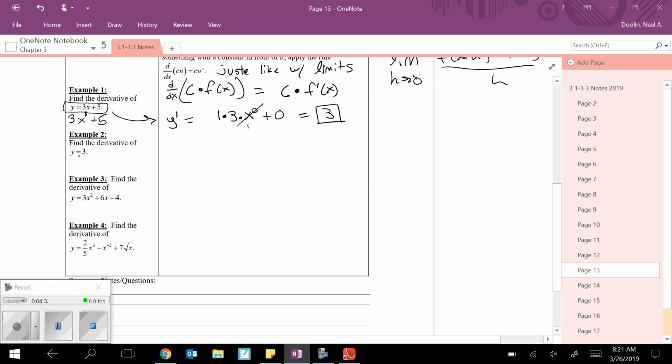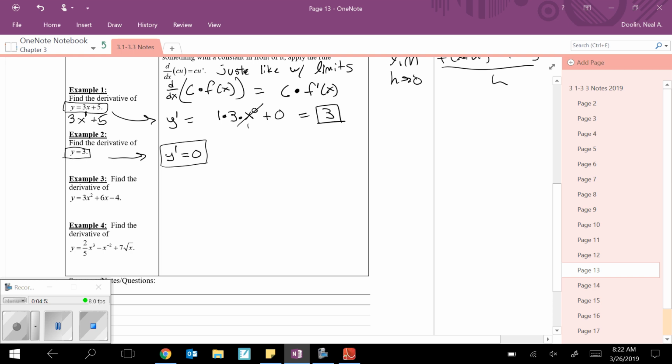In example 2, we have a horizontal line. And according to the constant multiple rule, nope, that's not the rule. According to the constant rule, the slope of a horizontal line is always 0, so its derivative, the derivative of this function, would have to be 0.